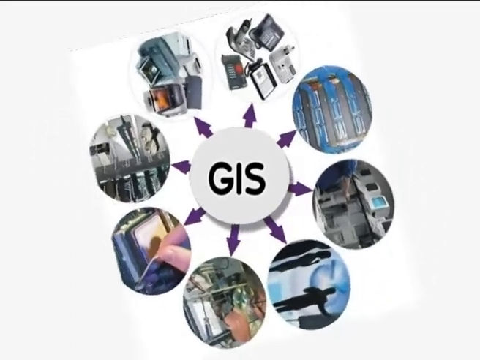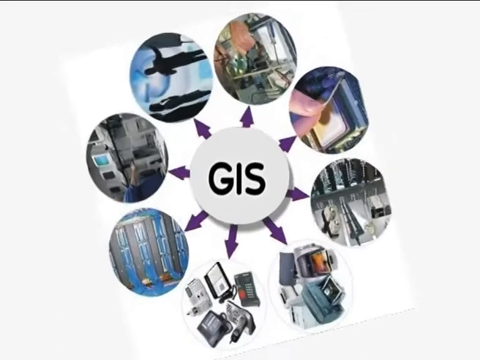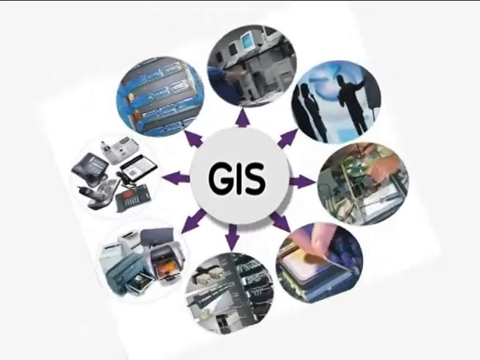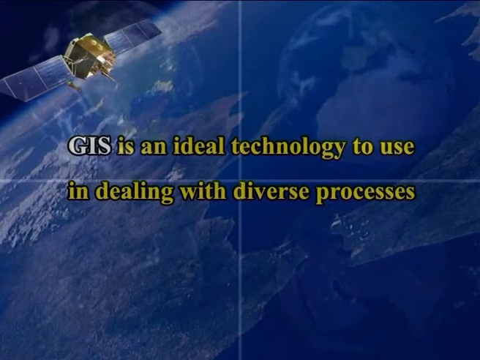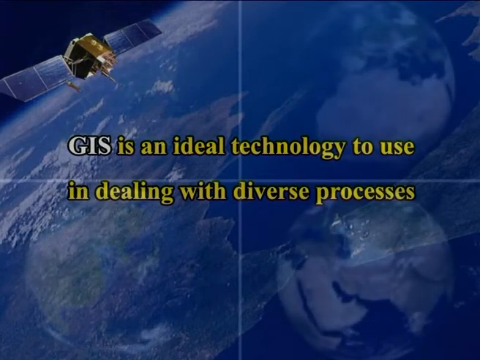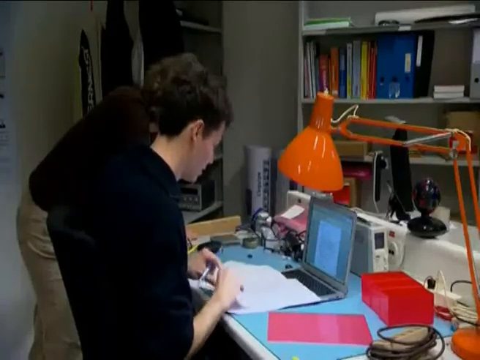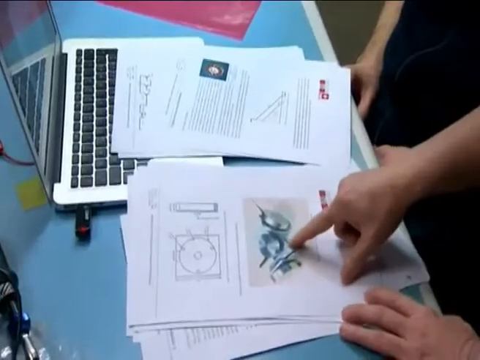GIS is not confined to a single compartment of knowledge or to one branch of education, but is truly universal in its utility. The world is holistic. Few processes or activities in nature or culture are isolated and independent of all others. GIS is an ideal technology to use in dealing with diverse processes. As noted, GIS is much more than a computer system and it plays several roles.